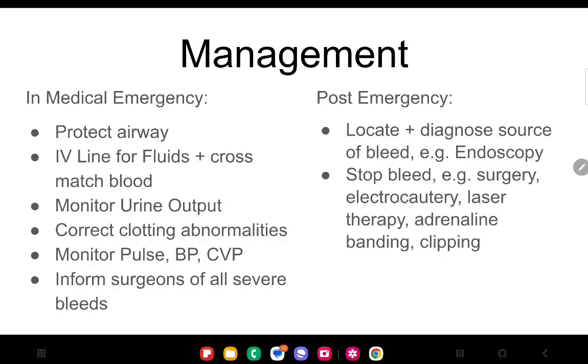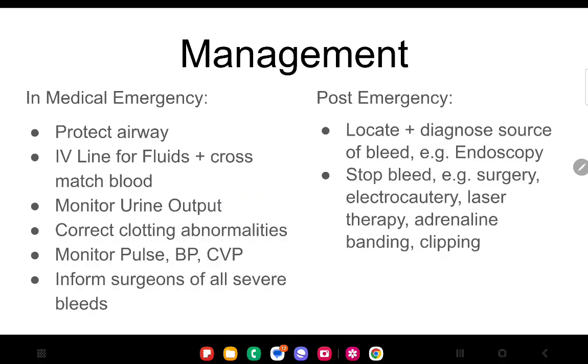This is most probably the main point in high emergency upper GIT bleeding, and you have to go to the paper which is given at the end of this lecture to see further management of the medical emergency of upper GIT bleeding.